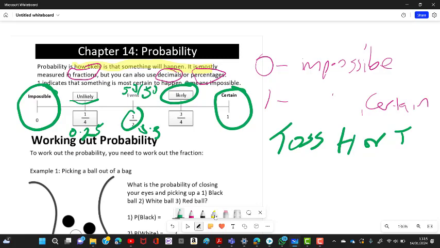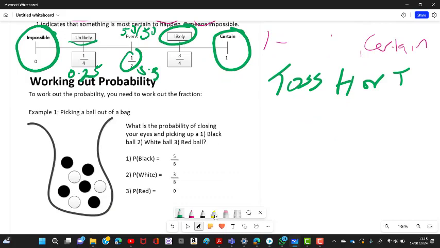Okay, right. So, like we said before, probability is expressed as a fraction. So to work out the probability of something, all you've got to do is work out a fraction of it. So let's give an example. Imagine you've got a bag full of black and white balls, and you close your eyes and you want to pick out a black ball. To measure the probability of picking out a black ball from that bag with your eyes closed, all you've got to do is work out the fraction. So how many total are there?